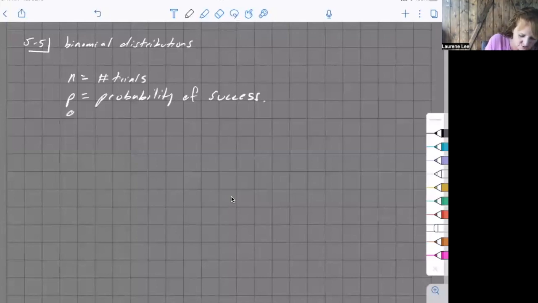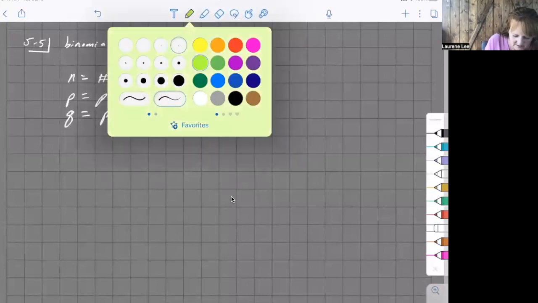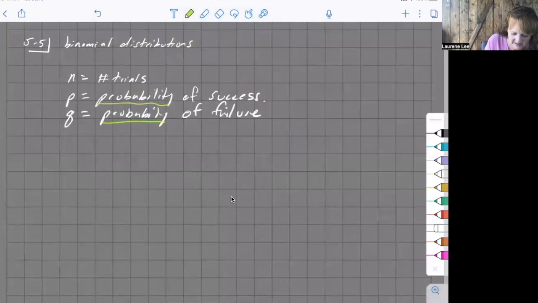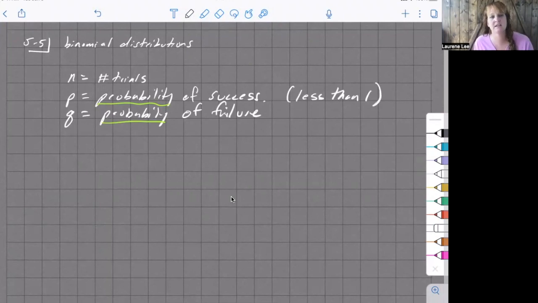And then Q is the probability of failure. Now, what I want you to realize in this is we're using this word probability again. So that means that P and Q have to be less than 1. Why? Because 1 is 100% of the time, and these problems are going to be like a 0.43.